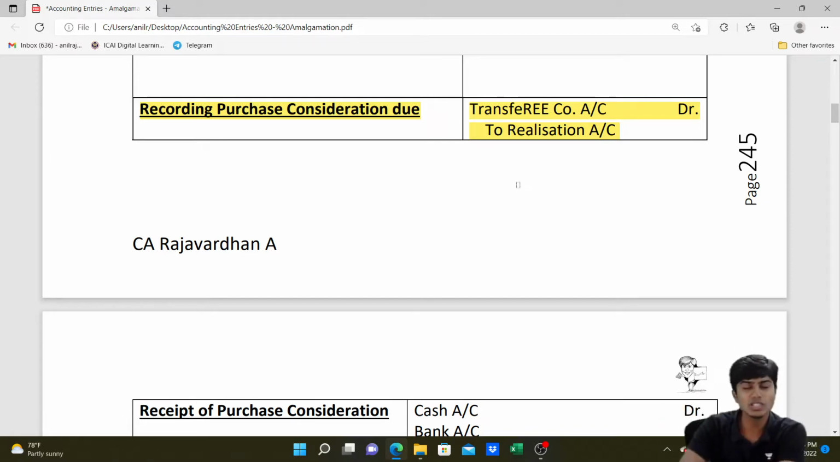Once we write this, next we need to write the entry for the purchase consideration that we are going to receive from our transferee. Get that? One moment, guys.